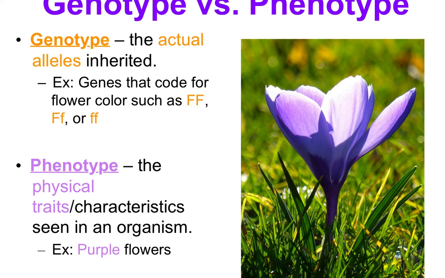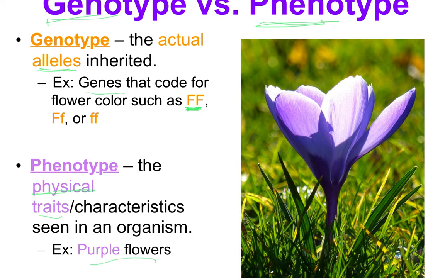So speaking of things being expressed, let's talk about genotype and phenotype. Genotype, or the actual alleles, the actual genes, is what's actually inherited. So the genes that code for the flower, you remember each parent gave the flower one. These are the actual genotypes. The phenotype, or the physical traits, are the characteristics.